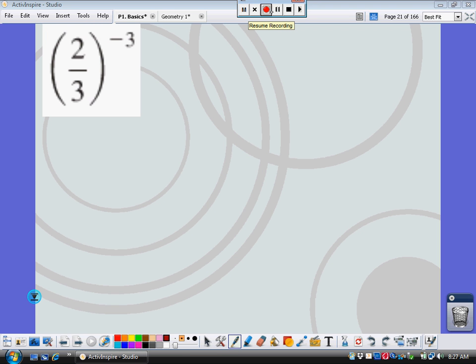So here we go. 2 over 3 to the negative 3 power. Again, anytime there's a fraction raised to a negative exponent, let's go ahead and flip that fraction first. 3 is now on top, 2 is now on bottom. It's now being raised to the positive 3 power. Help me out with that next step, Trevor.